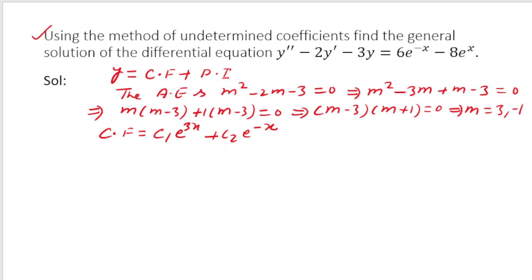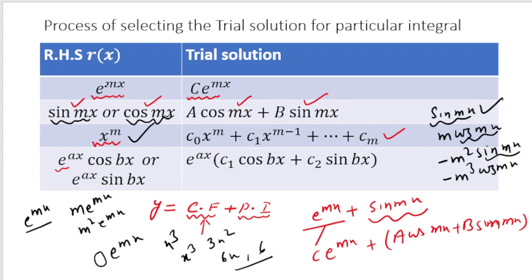Okay, but the next part is to select the particular integral, that is the trial solution yp(x). Now as I have told you, in the right hand side there are two terms. One is e to the power minus x and another is minus 8 e to the power x. So when we have an exponential function, for e to the power minus x, I will select a into e to the power minus x, because this is what we have to do. If we have an exponential function, we write c times e to the power minus mx.